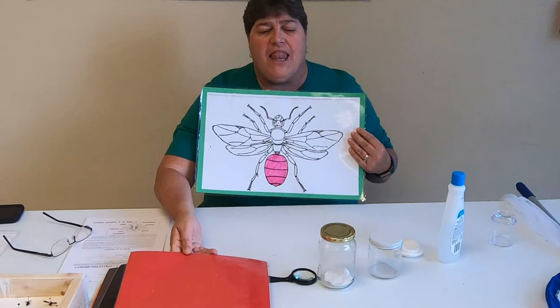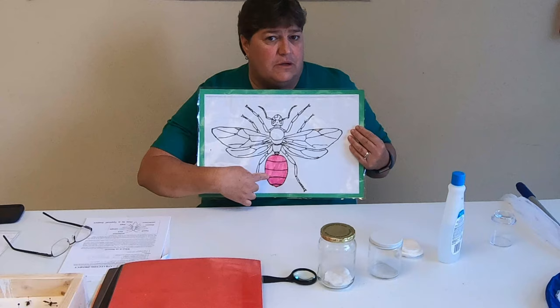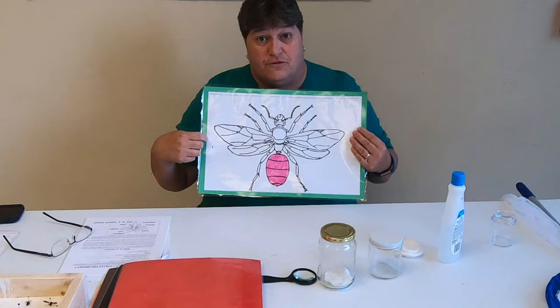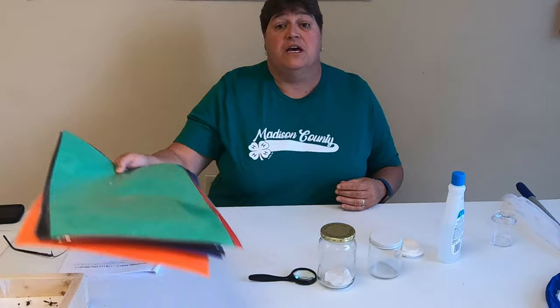And then the last body part that they have is their abdomen, okay? That's a funny word, abdomen. That's where all of their digestion, respiration, all of that takes place. So those are the body parts of the insect.